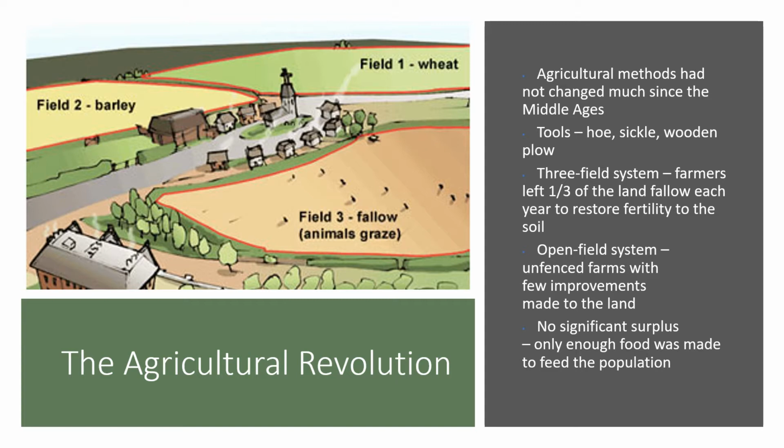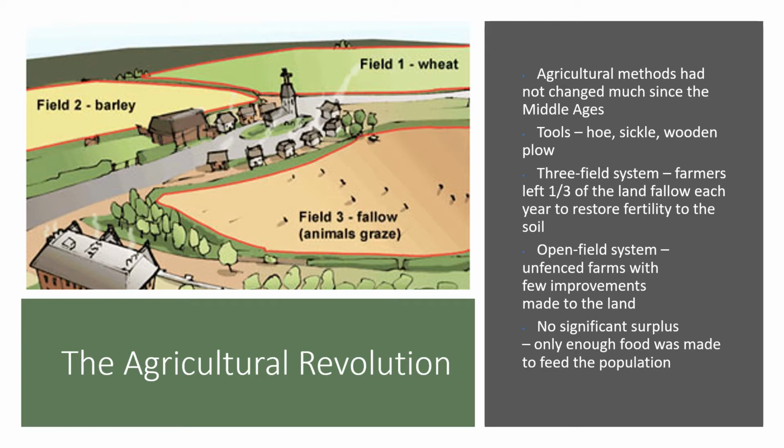Farmers were still using hoes, sickles, and wooden plows. And farming was organized in a three-field crop rotation system, where essentially farmers would leave one-third of the land fallow, basically empty, so they could restore the fertilizer and nutrients into the soil. The fallow field would be a place where animals would graze and do their business, while the other two fields nearby would do the growing. And then once that season was over, the fields would be rotated.